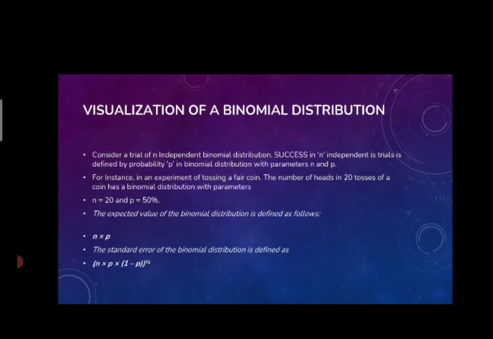The expected value of the binomial distribution is defined as follows: n into p. The standard deviation of the binomial distribution is defined as (n into p into (1 minus p)) whole power 1 by 2.